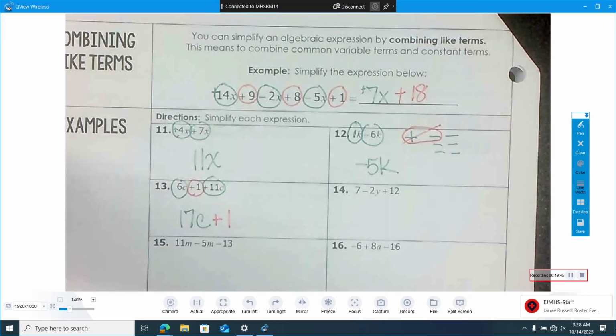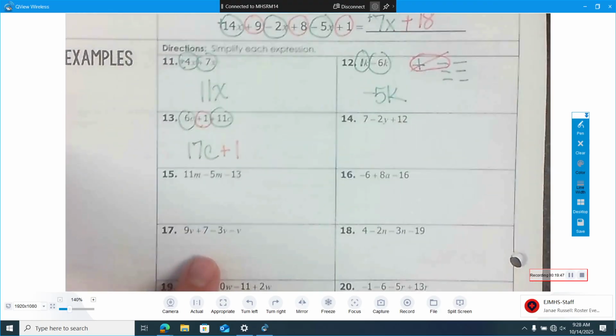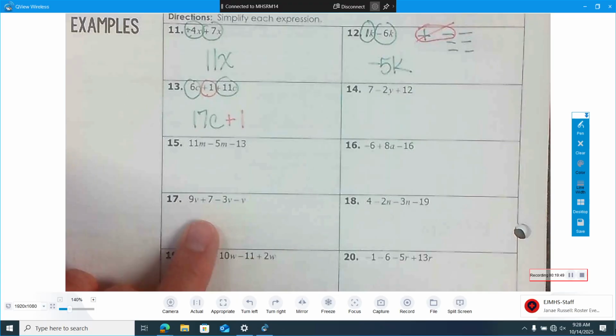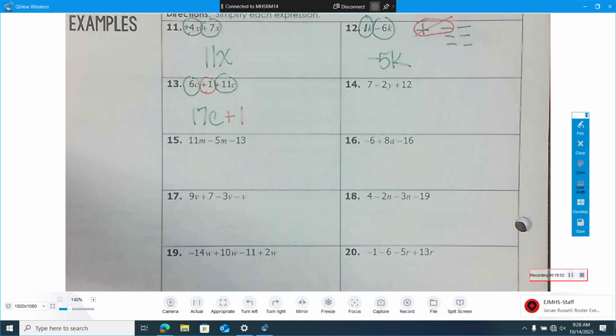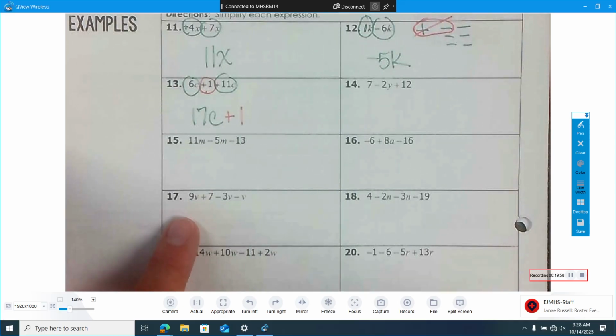All right, let's look again. Let's skip down here to number 17. All right, number 17. What are our like terms, our variable terms here?